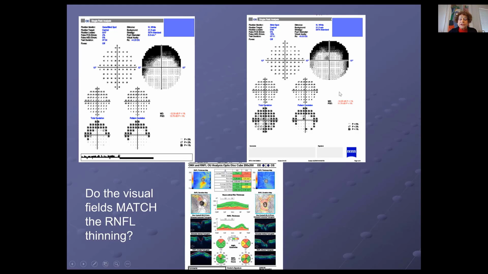So the question I ask you is, do the visual fields match the RNFL thinning? If you look at this eye, there's superior thinning. We would expect an inferior arcuate defect. We have a superior arcuate defect. In this eye, we have both superior and inferior thinning. This inferior thinning might explain that defect, but what about the superior thinning? We don't really see a marked arcuate defect in that eye. So what's going on here?